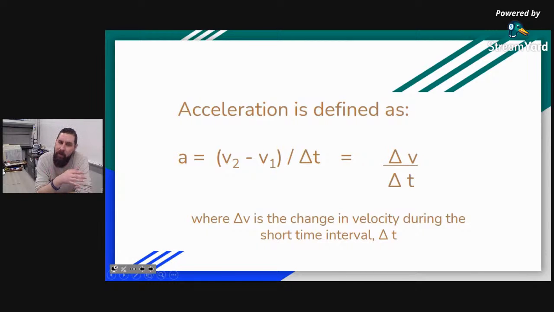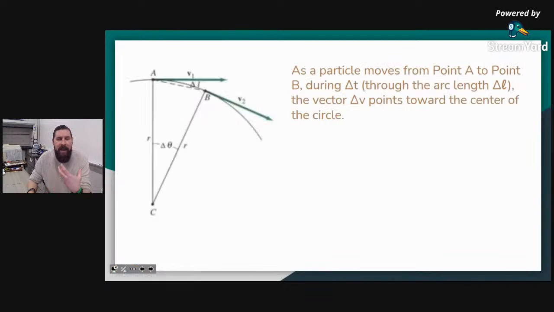Anytime you have final minus initial, velocity 2 minus velocity 1, it's a change in that velocity. So in other words, delta v divided by delta t, where for circular motion, that change in velocity, delta v, is over an extremely short interval of time. So we take this kinematic idea that acceleration is a change in velocity over a change in time, and now we apply this to circular motion.